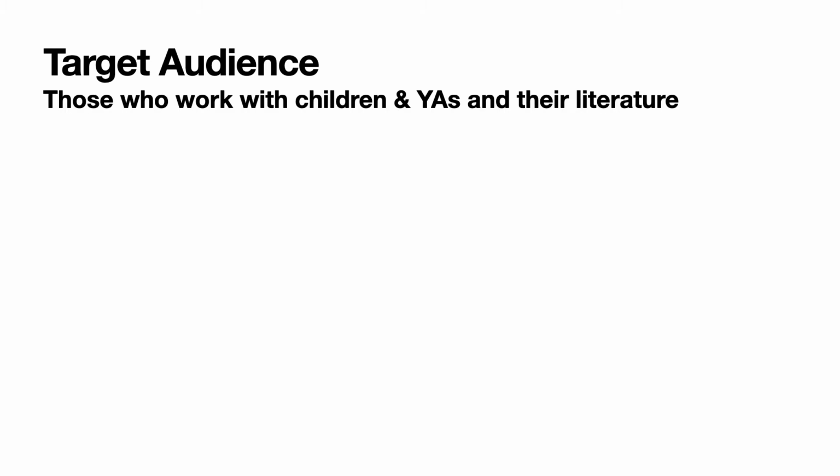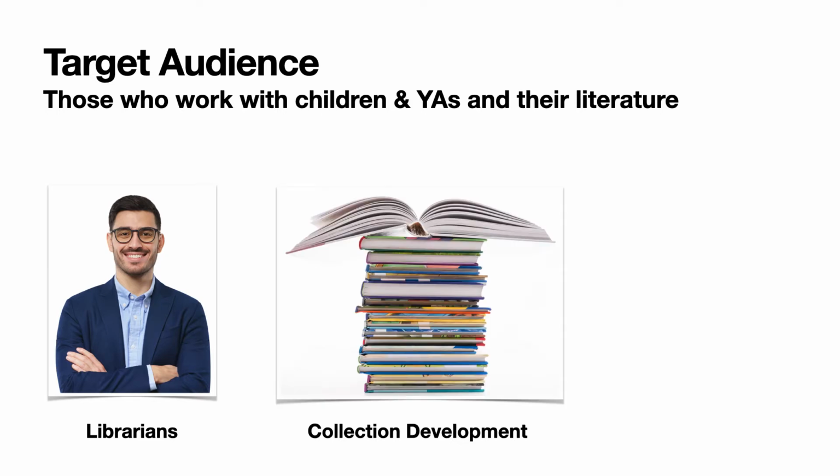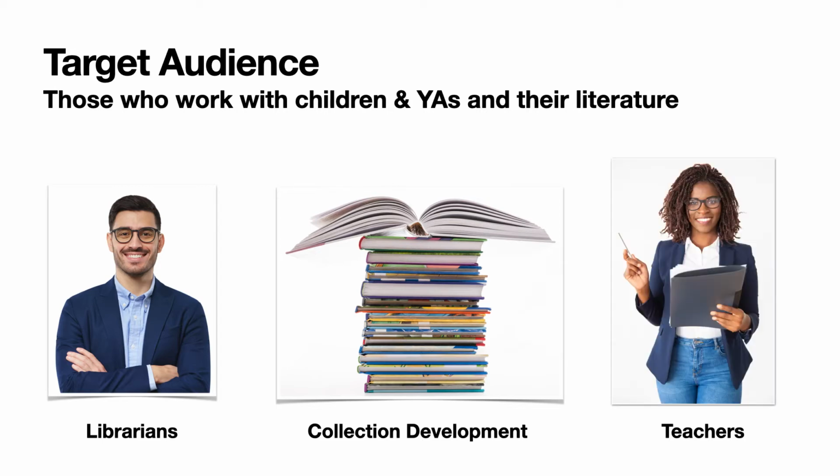Since we now know the CLCD provides reviews on children and young adult literature, my video tutorial's target audience were individuals who not only work with children or young adults, but also work with their literature. This can be in a direct or indirect manner. Some examples include librarians who work with children or young adults in public or school libraries. Additionally, collection development librarians who purchase materials for children and or young adults, and teachers who work with children or young adults and their literature.